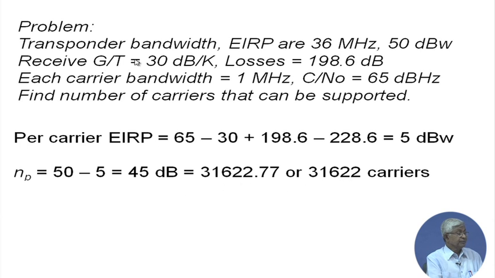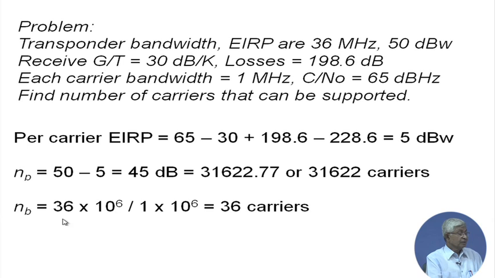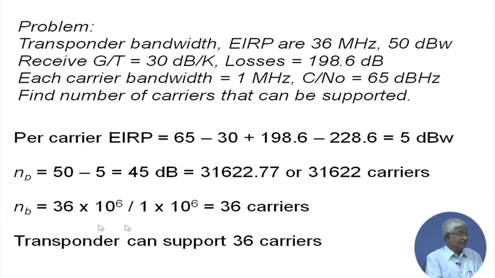So, since our G by T is higher, your number of carriers from power has become very large, whereas in terms of bandwidth you have 36 megahertz and 1 megahertz per carrier. So, the ratio of that is only 36 carriers. So, here it is the other way: it is bandwidth limited, because the bandwidth is the limiting case. The transponder can support 36 carriers.